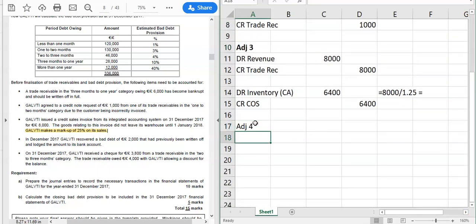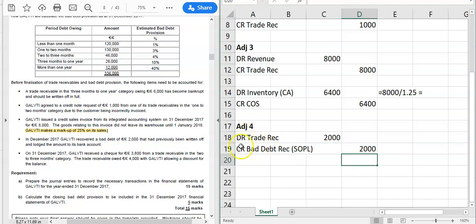So adjustment 4 then, this is looking at a bad debt recovered that had been previously written off and lodged to the bank account. Now, there's a short and a longer way of doing a bad debt recovered. The longer way would be to debit trade receivables and credit bad debt recovered in the SOPL. Now, you can also credit bad debt expense. Sometimes they're netted together. Either of those would have got you your mark there, and that would have been 2000.